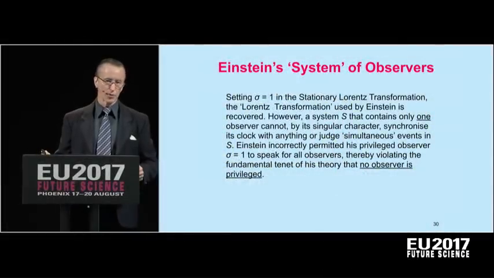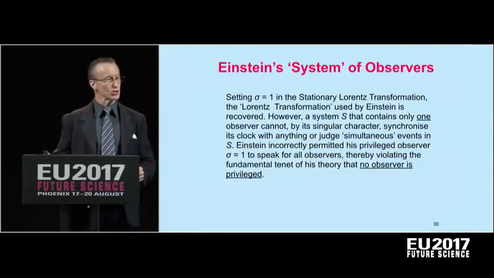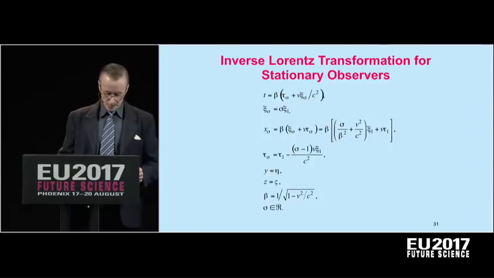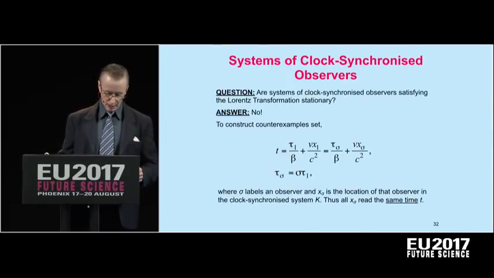And it can't be privileged because Einstein requires that they're not privileged. That's why he wants whole systems of clock-synchronized stationary observers. No one's privileged. This is the inverse transformation. I just put it there for content.